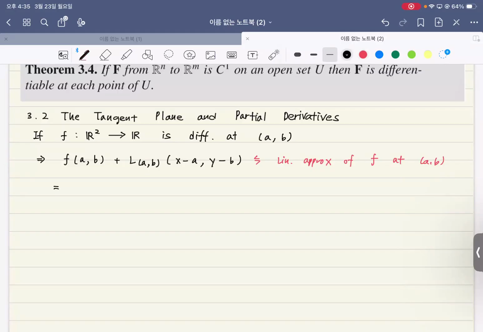And f(a, b) just carries over, but this linear function is the derivative, and in this case the derivative is fx(a, b), the partial derivative of f with respect to x evaluated at the point, and the other component is fy(a, b). Here I'm using matrix notation.